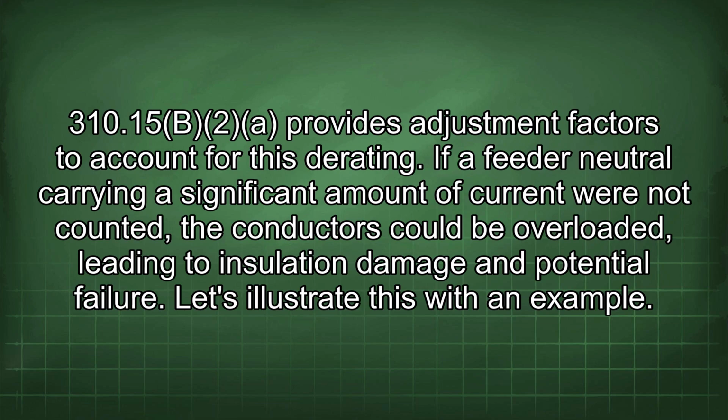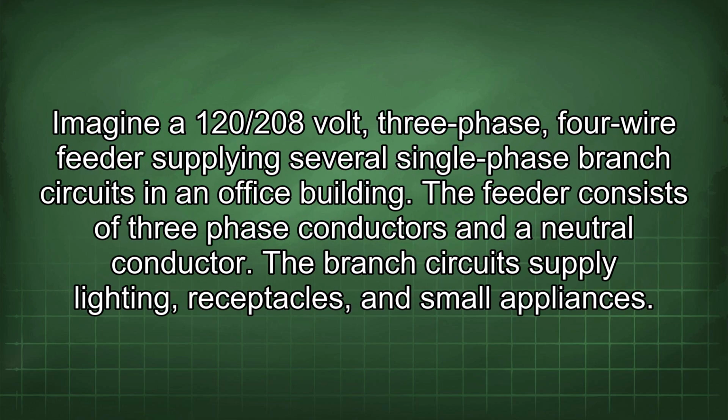If a feeder neutral carrying a significant amount of current were not counted, the conductors could be overloaded, leading to insulation damage and potential failure. Let's illustrate this with an example. Imagine a 120/208 volt, three-phase, four-wire feeder supplying several single-phase branch circuits in an office building. The feeder consists of three phase conductors and a neutral conductor.